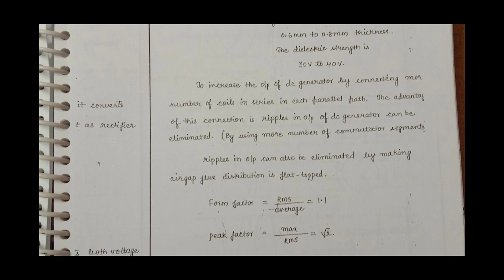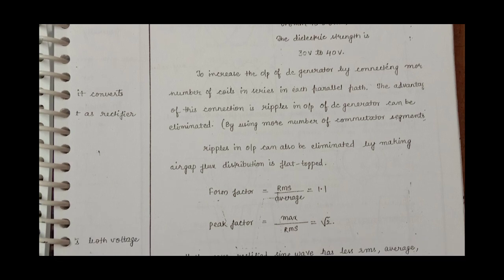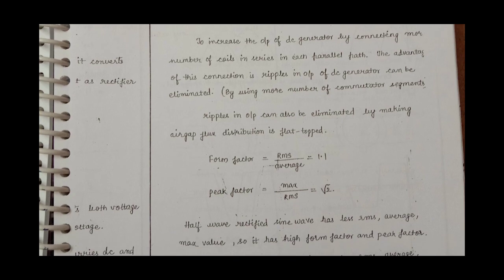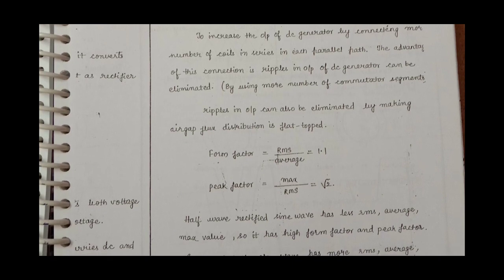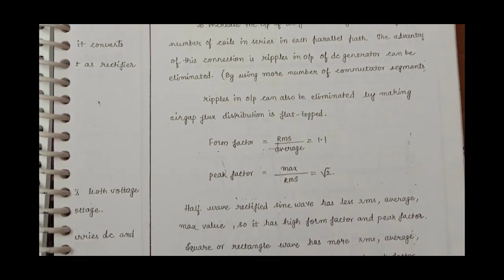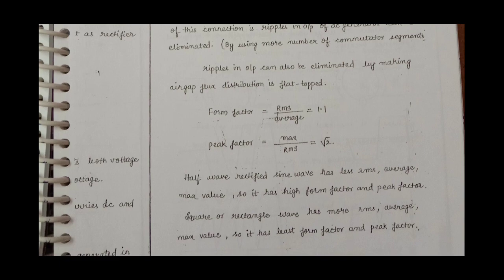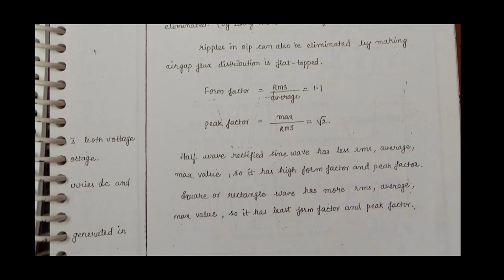To increase the output of the DC generator, connect more number of coils in series in each parallel path. The advantage of this connection is that ripples in the output of DC generator can be eliminated. Ripples in output can also be eliminated by making the air gap flux distribution flat topped.